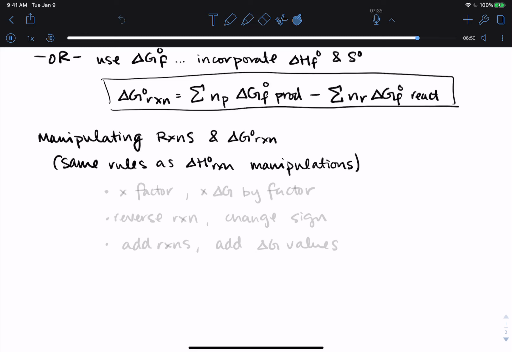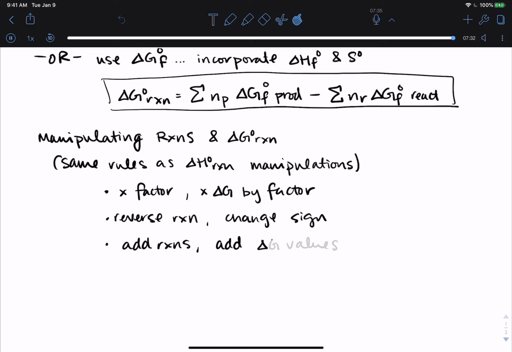So if you multiply by a factor, then you multiply delta G by the same factor. If you reverse a reaction, you change the sign. So if a reaction is favorable in the forward direction, it is not favorable in the reverse direction. And if you add reactions, you add the delta G values.